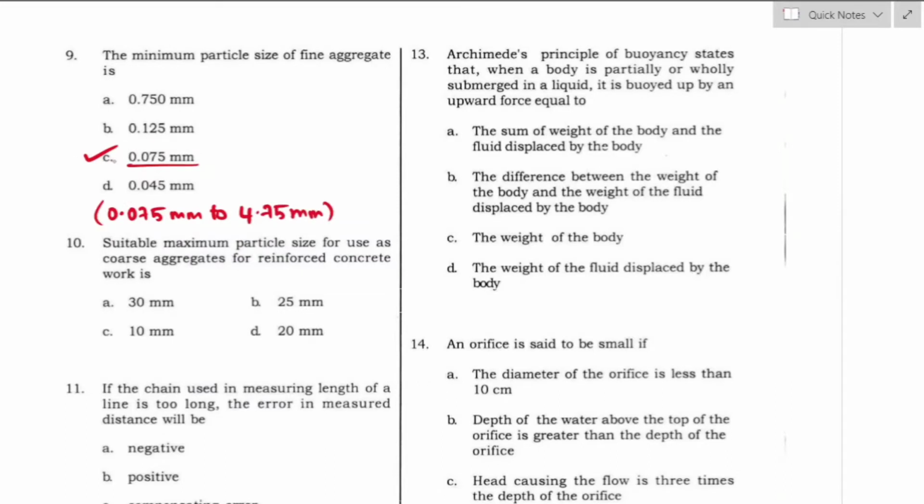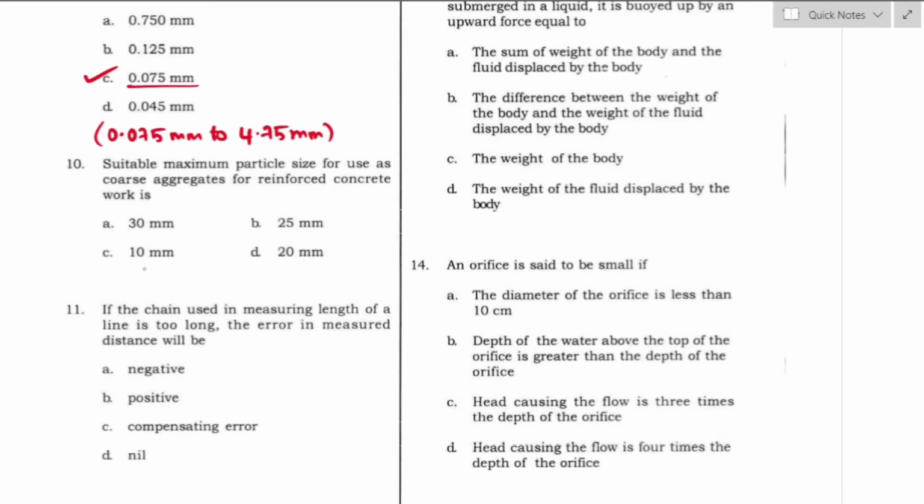So the right answer is option C. Question number 10. Suitable maximum particle size for use as coarse aggregates for reinforced concrete work is 20 mm. 20 mm size of aggregates is used to make better compaction and workability. So option D will be the right answer.